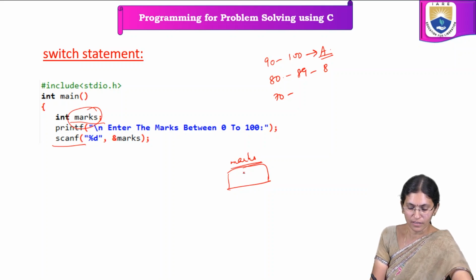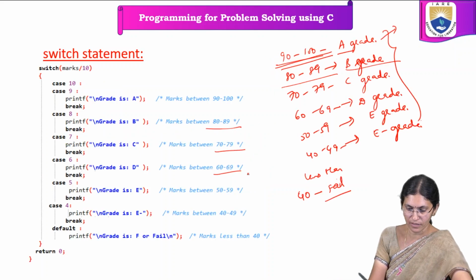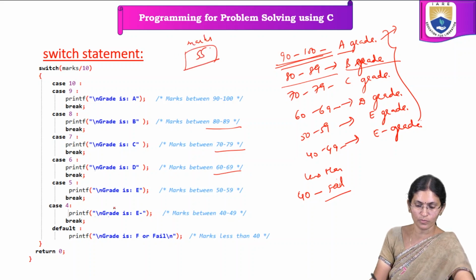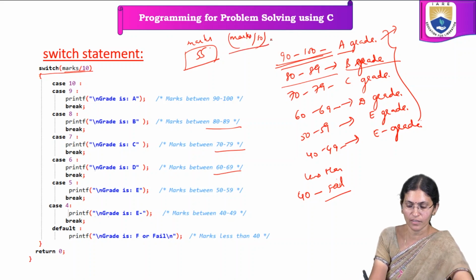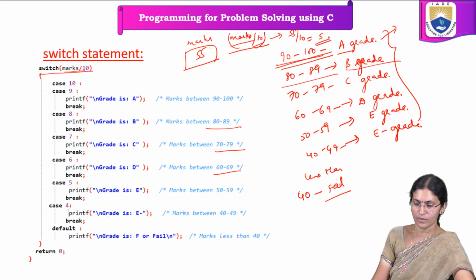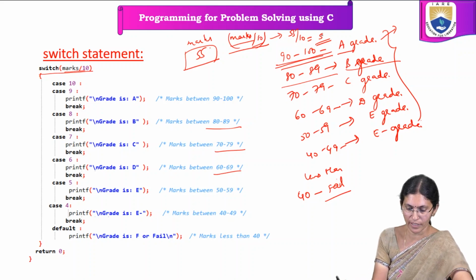Suppose we are entering 55. Suppose the value of marks entered is 55. When you enter the marks as 55, let us predict the output of this program. In the switch expression, what is written here is marks divided by 10. This expression will be evaluated first. The output of this should be an integer, as we have seen. So marks divided by 10, that means 55 divided by 10, the quotient is 5.